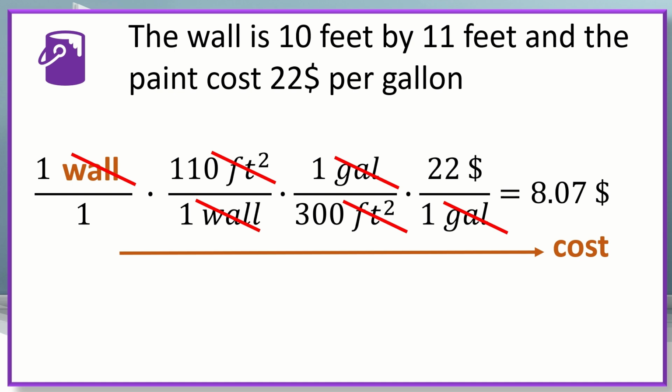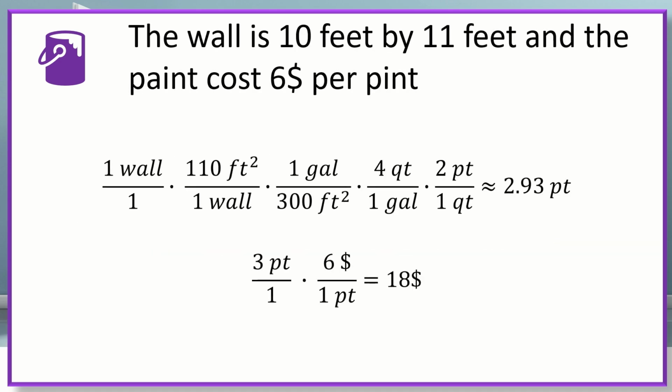Since I don't need a full gallon, maybe I'll buy a smaller size. So I go to the store and they sell it in pints. And I'm also going to split this up into 2 separate conversions, realizing my problem from before. I'm first going to figure out how many pints I need to buy, and then I'm going to convert those pints to cost. You'll note here I do 3 pints and I convert that to $18.